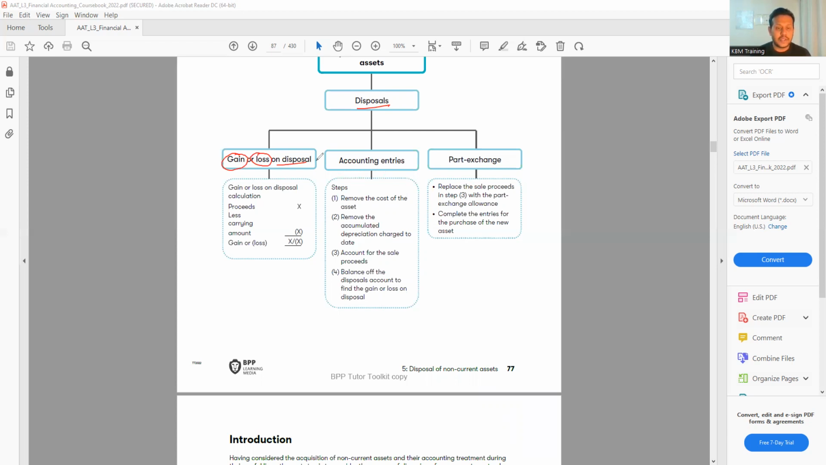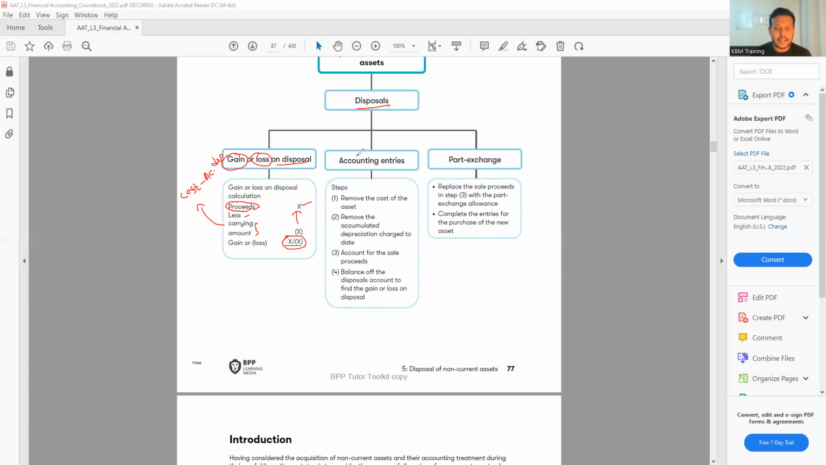How do we find that out? So we find the proceeds. Proceeds means how much you sold it for, the selling price, less the carrying amount. Carrying amount means how much is the value of the asset currently. Now to find the carrying amount, we have to do cost less depreciation or accumulated depreciation. And that will give us the carrying value. And if you subtract the carrying value from the selling price, that will tell us whether I'm making a gain, which means profit, or I'm making a loss.